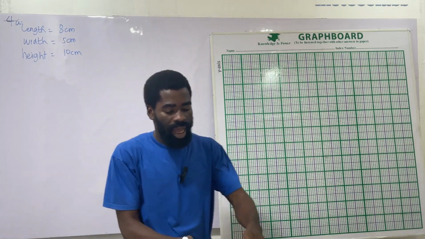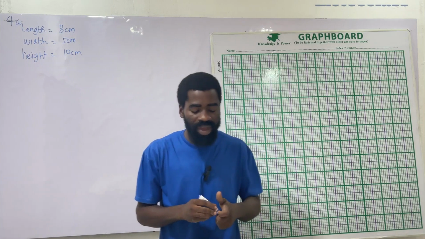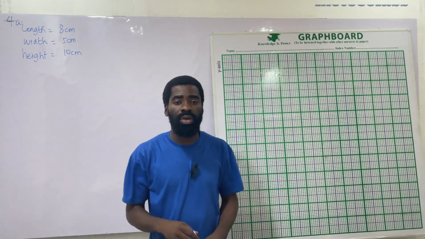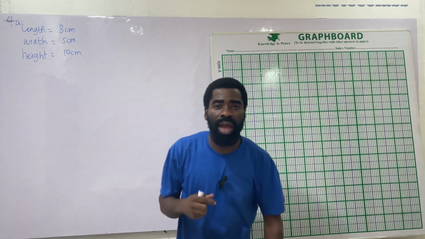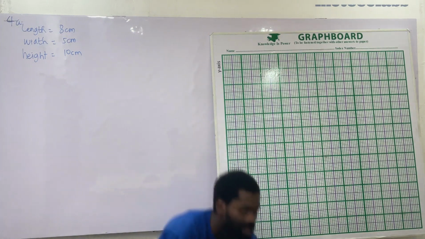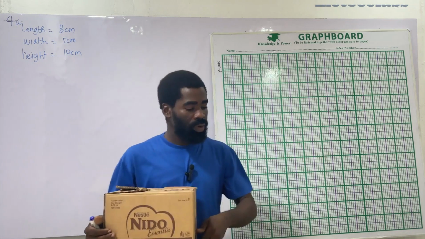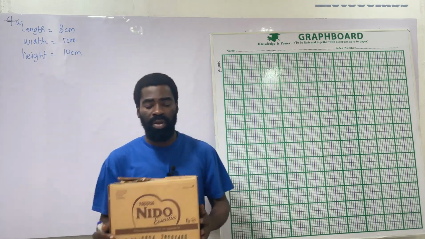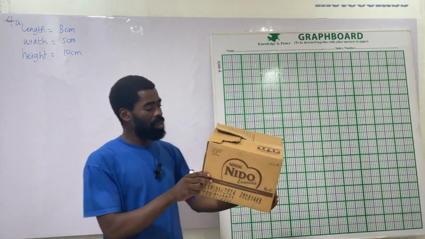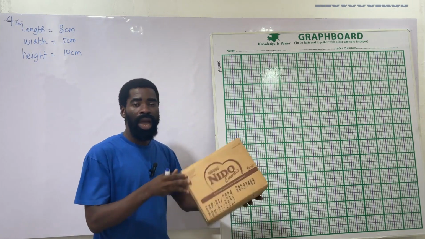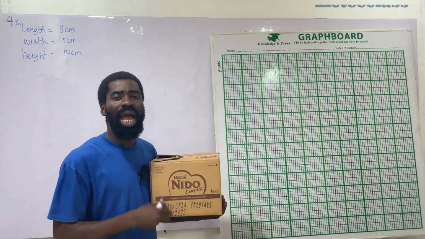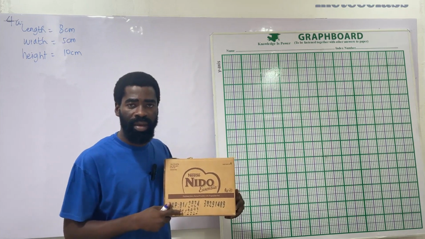Now, the question says I should find the total surface area of the box. I should find the total surface area of the box. To find the total surface area of the box, I want to demonstrate using this box so that you understand how to get the total surface area of a box. Now, this is a very nice box. I want to calculate the total surface area. The question is, how many surfaces do I have here? How many surfaces do I have?